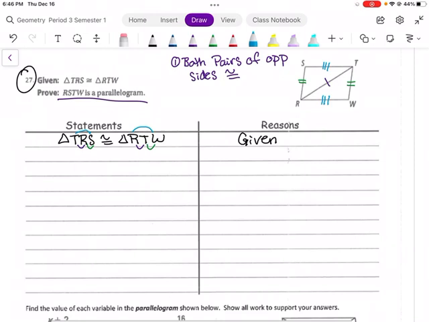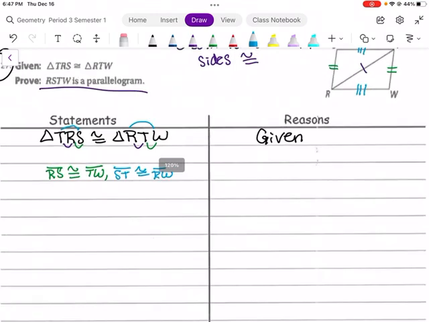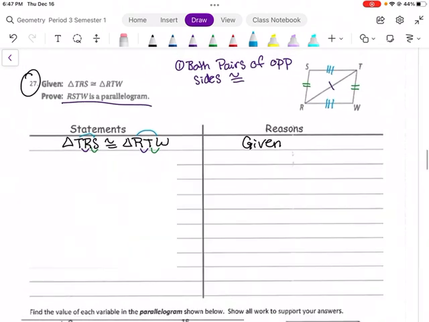So looking at what they gave us and our property of a parallelogram, we have enough information from this to prove that we have a parallelogram. So the next thing that we're going to write in our proof is that RS is congruent to TW and ST is congruent to RW. And I just skipped a line so it was a little bit easier to read.